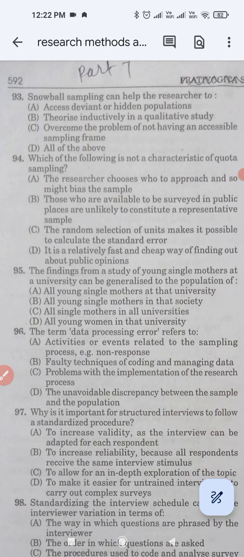So dear friends, I am here with the 200 MCQs of research methods and materials in English. I have completed from question number 1 to 92 up to part 6. This is part 7. These questions are very useful for competitive exams.